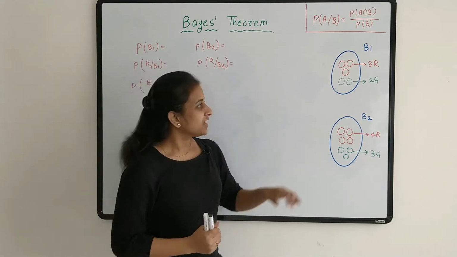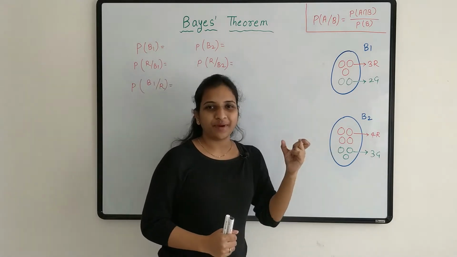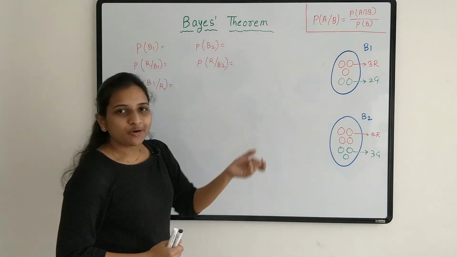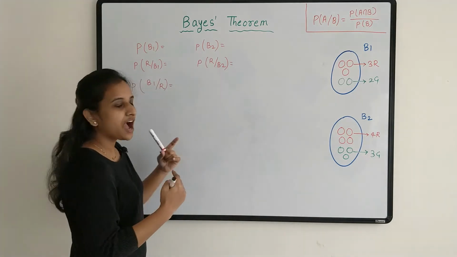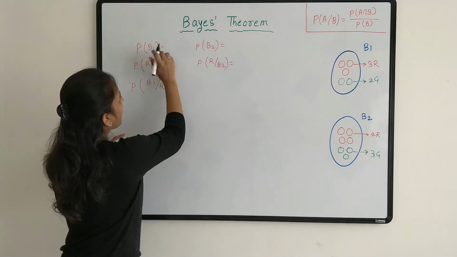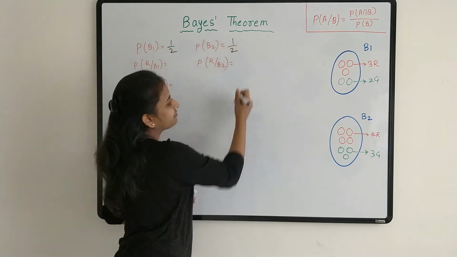What is it? See, there are two bags, bag 1 and bag 2. Selecting either of the bags means 1 out of 2. Selecting either of these bags, the probability is half. For bag 1 it is half, and for bag 2 the probability is half.